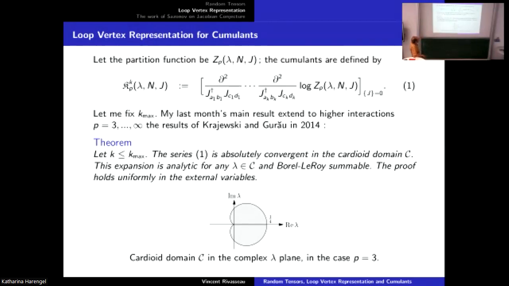The results of Rivasseau and Gurau in 2014. Let K less than Kmax, the expansion 1 is absolutely convergent in the cardioid domain C. The expansion is analytic for lambda belonging to C and is Borel-Leroy summable. The proof holds uniformly in the external variable.